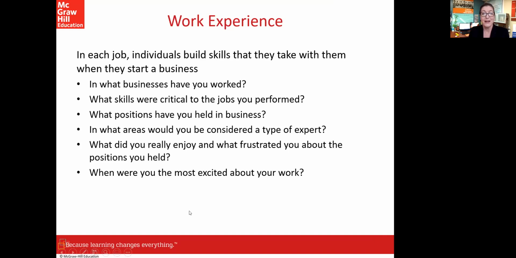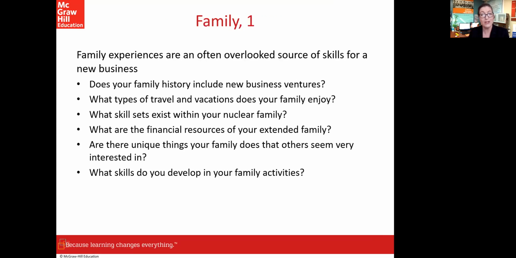Okay, so when we start our own businesses, we get to define the parameters of what work we do. Now, family is often an overlooked source of skills for a new business. Does your family history include business? What types of travel does your family do? Maybe not in the COVID context, but previously.